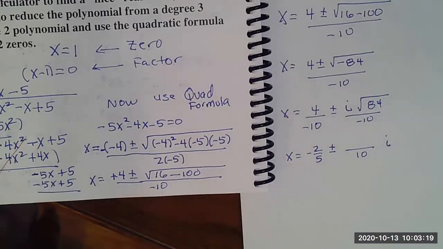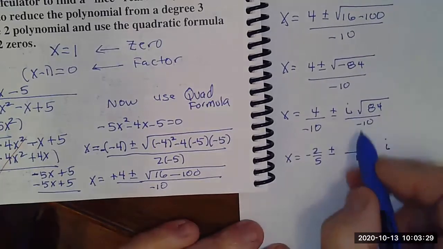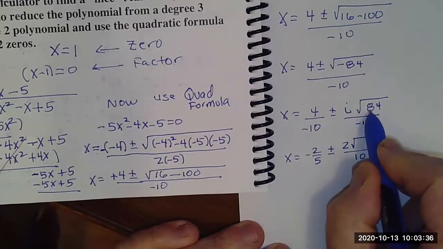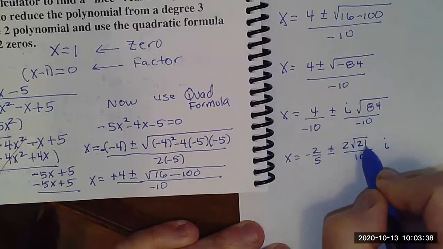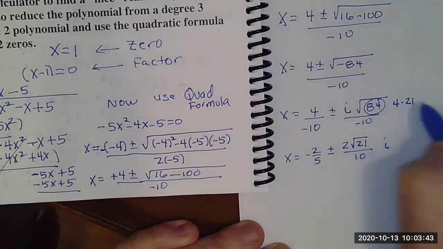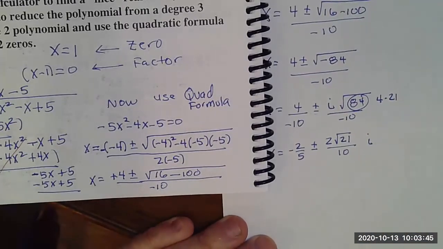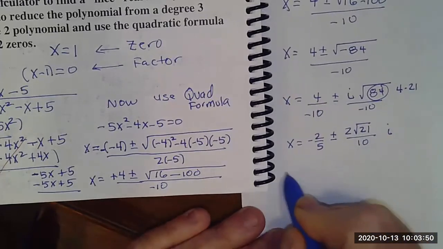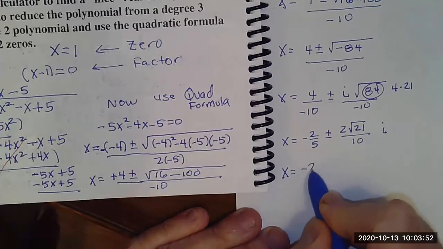Let's see, 84 has got a perfect square in it. 4 times 21. Yeah, the square root of 4 comes out as a 2. Yeah, root 21. And then the final best looking answer.